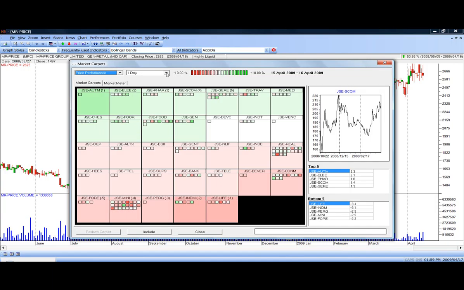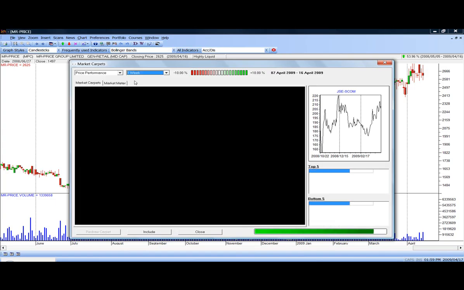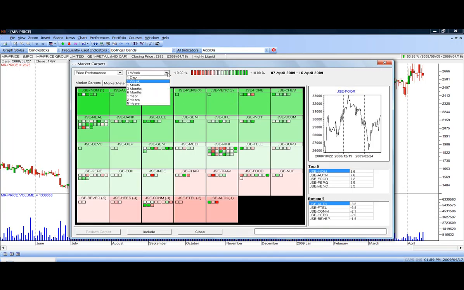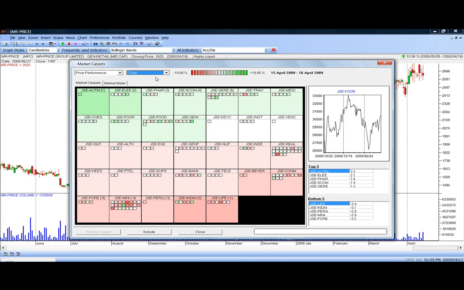day, but you can also move this to, let's say, 1 week. And just notice, after I put this on for 1 week, how the colors in the carpet are actually changing. You can now see that in the last week there are many more sectors in the green area right on the top than there were in the 1 day. Let me just bring the 1 day back again, and there you go.